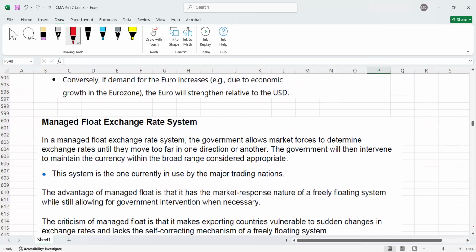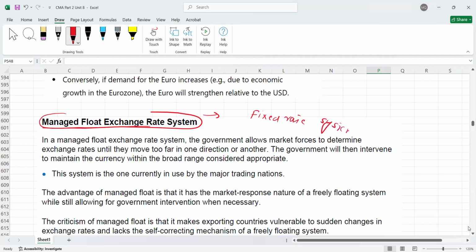Understood? So now we have another, third exchange rate system, that is called managed float exchange rate system. Please remember, the majority of the countries try to use this system, managed float exchange rate system. Now here you have to remember what is the difference, because mostly people mix the managed float exchange rate system with the fixed exchange rate system.